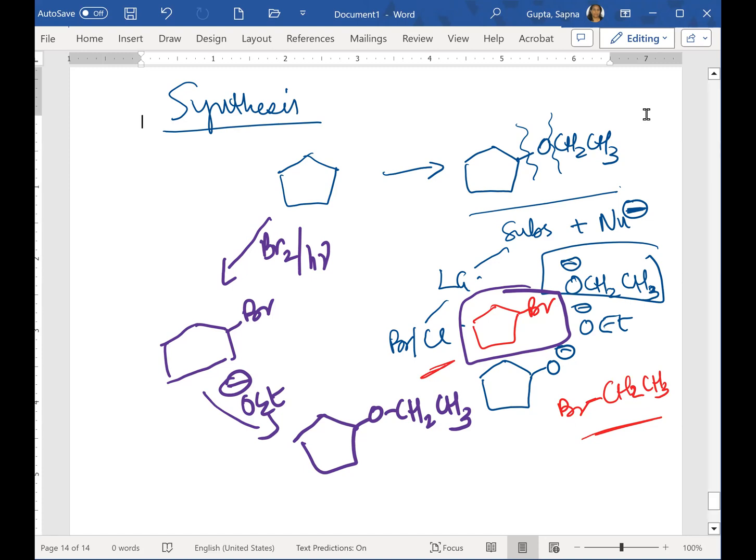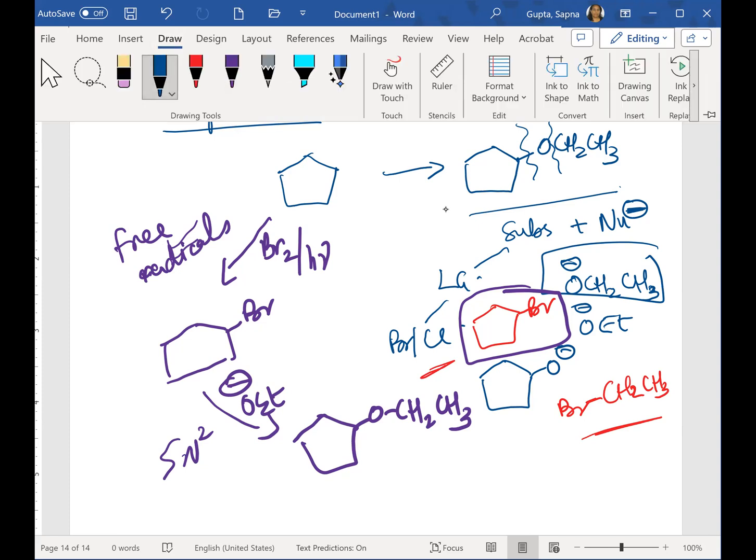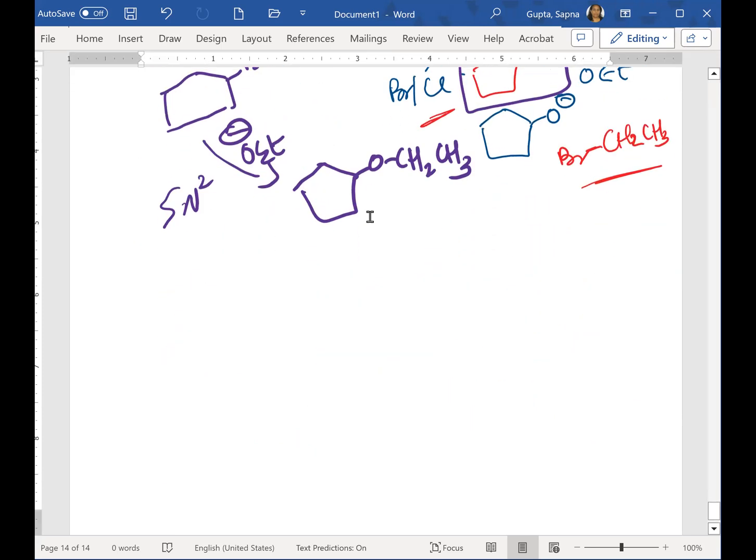So this is how you would do it. And here is your free radical reaction. This one was SN2, and this one is free radical. All these reactions you know, now we're just putting them together in a little bit larger synthesis. Okay, let's do another one.